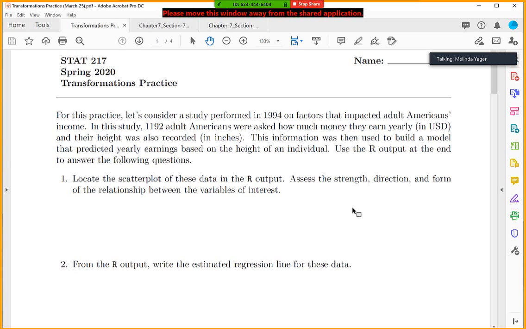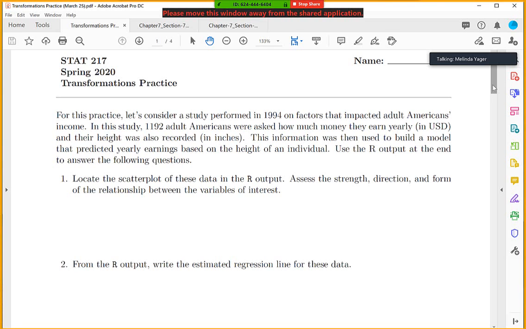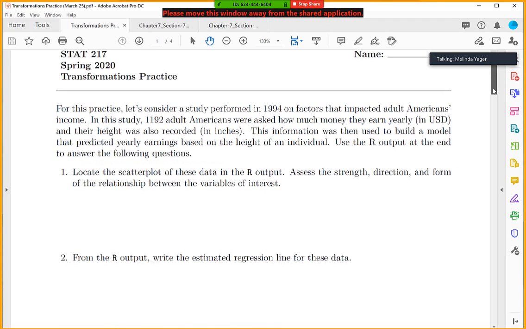Those Americans were asked how much money they earn, and they recorded their height. So they're using a model that predicted yearly earnings based on the height of an individual. All the R output is at the end of this study. We can talk about, and this, Stevie, was a question you were asking from, I can't remember if it was the quiz or the assignment, the strength, direction, and form. For strength, we're looking at, is it weak? Is it moderate? Is it strong? Direction, positive or negative? And then form, is it linear or nonlinear?